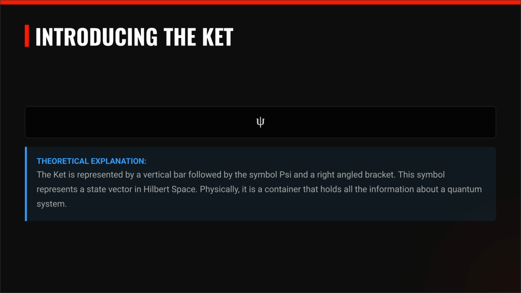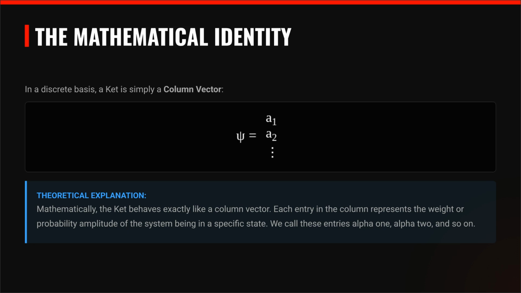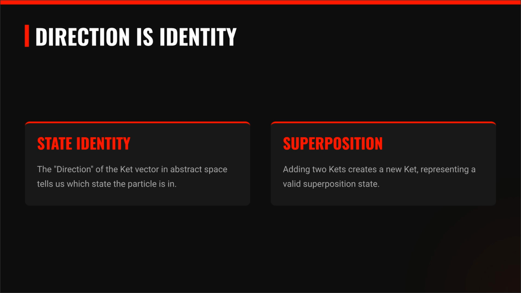The ket is denoted by a vertical bar, the symbol psi, and a right-angled bracket. Theoretically, it is a state vector in Hilbert space, holding all information about a quantum system. Mathematically, in a discrete basis, the ket acts like a column vector. Each entry, or alpha, represents the probability amplitude of the system being in a specific state. The direction of the Ket vector defines the particle's state. Furthermore, adding two kets creates a new ket, representing a valid superposition state.